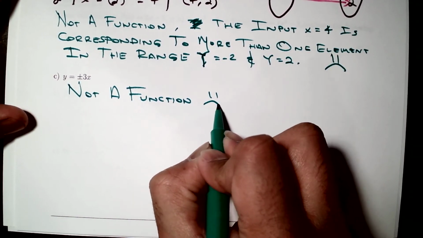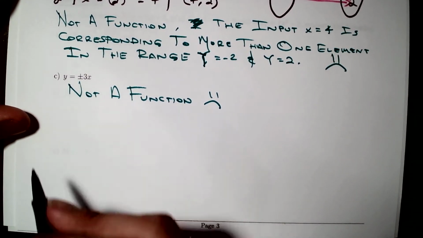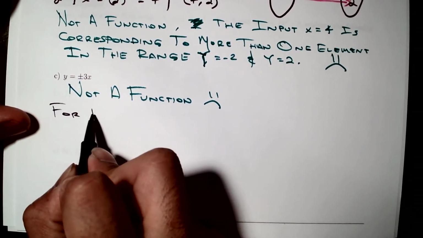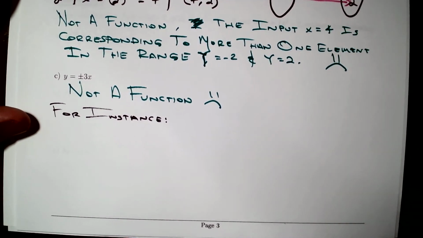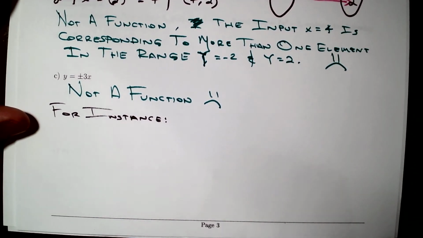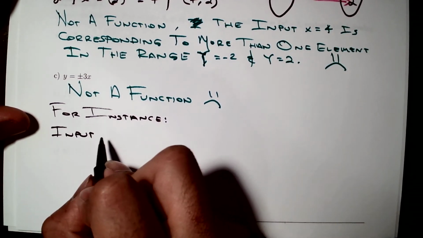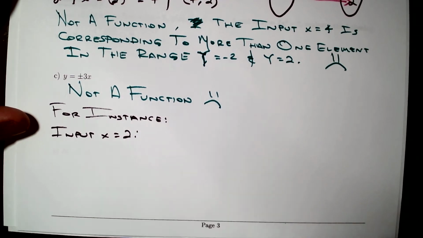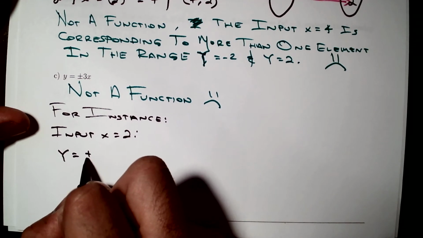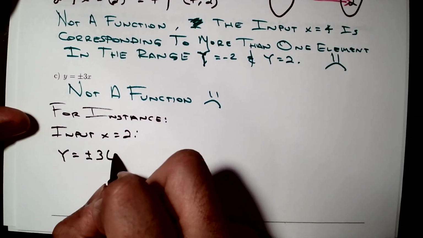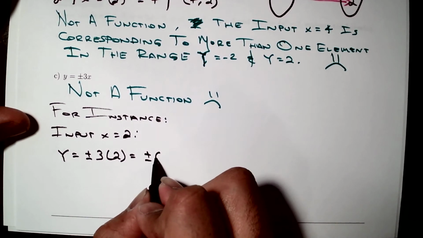Just right away. Okay, not a function. Because in this case, well, for instance, input x equals 2. Let's see what is going to happen. So if x equals 2, y equals plus or minus 3 times 2, which equals plus or minus 6.